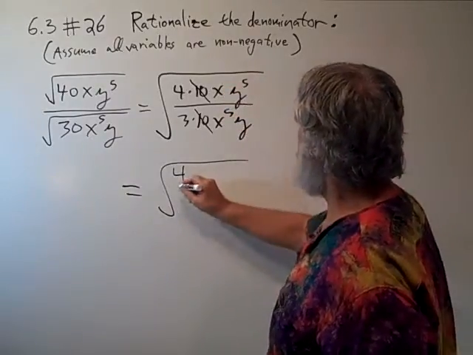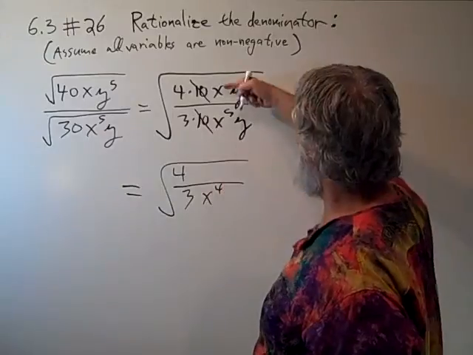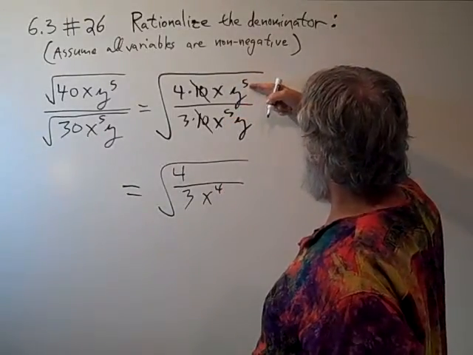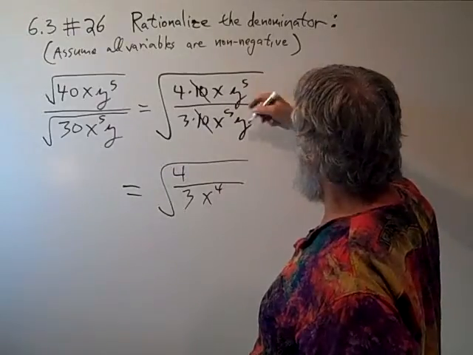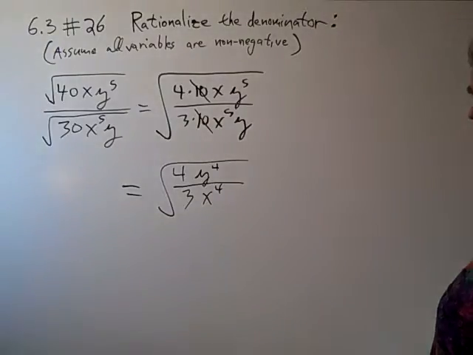This x cancels, leaving x to the fourth downstairs. One of them cancels, leaving 4 instead of 5. And out of the 5 y's that are upstairs, one of them cancels, which leaves 4 y factors up there.